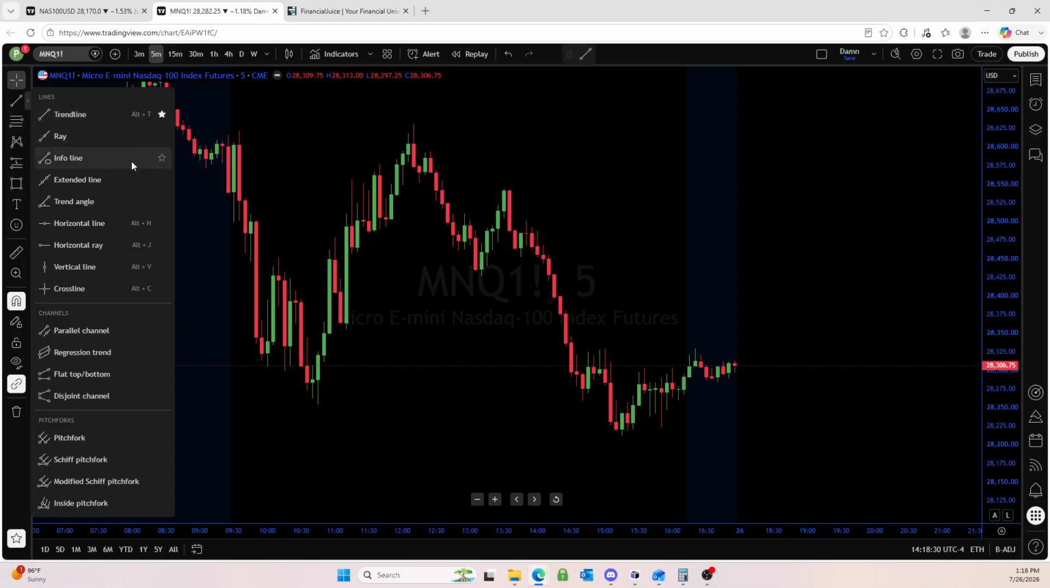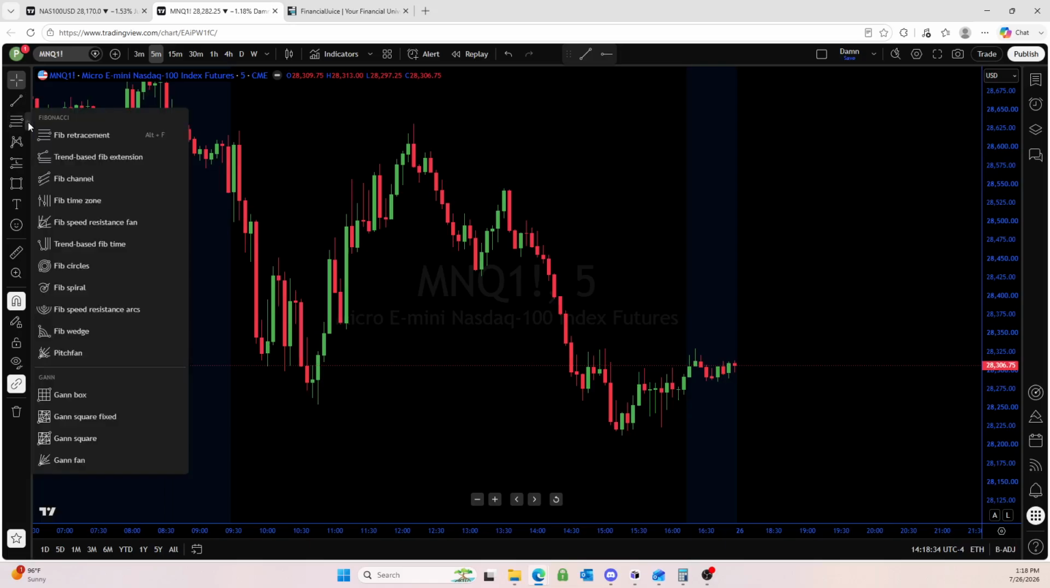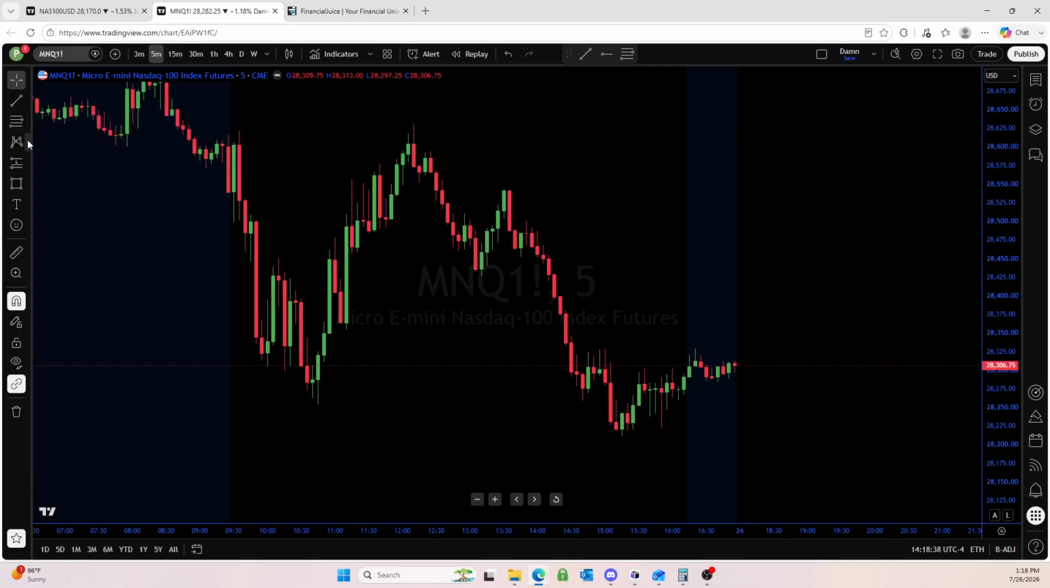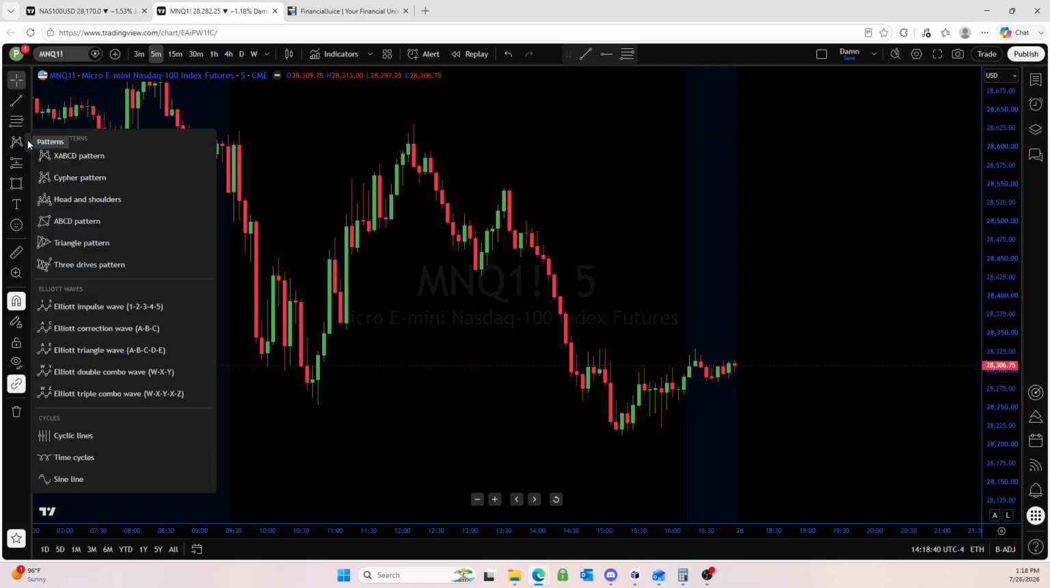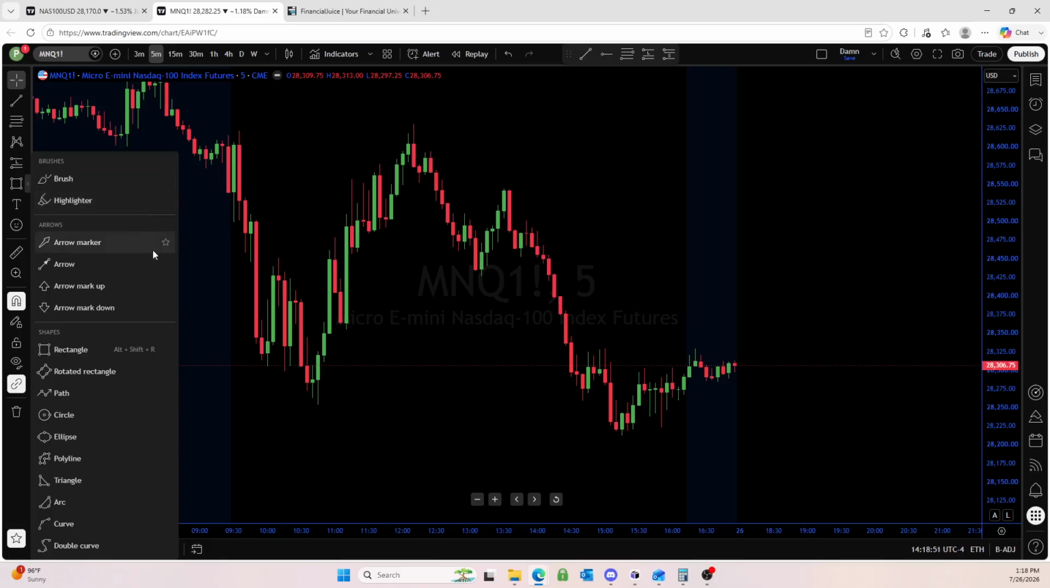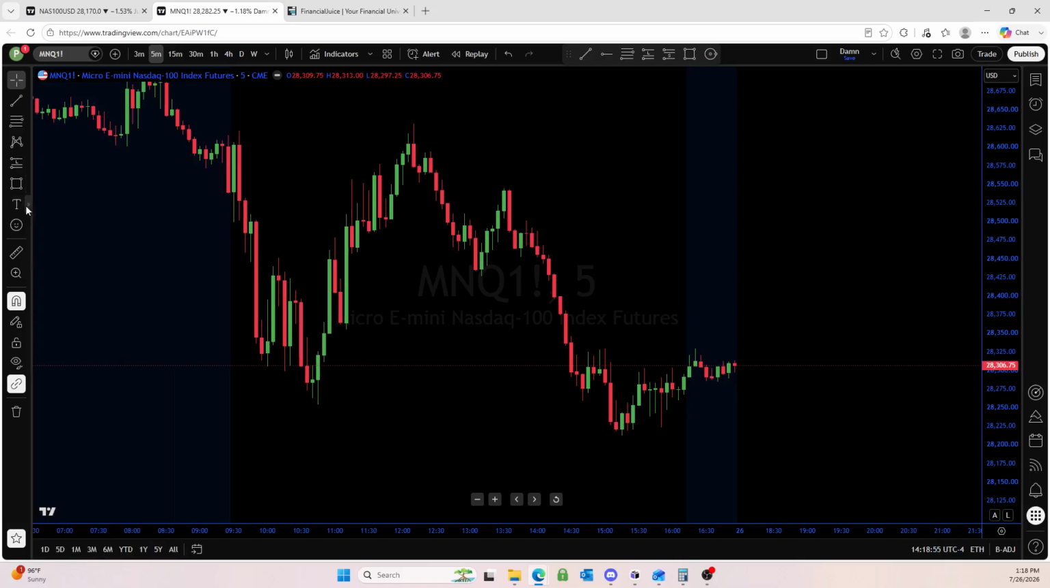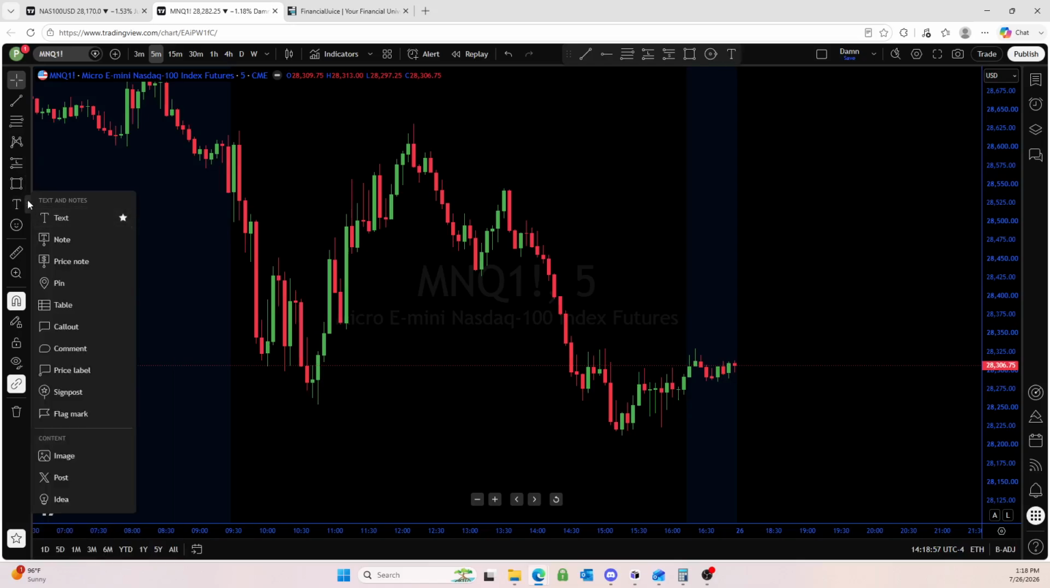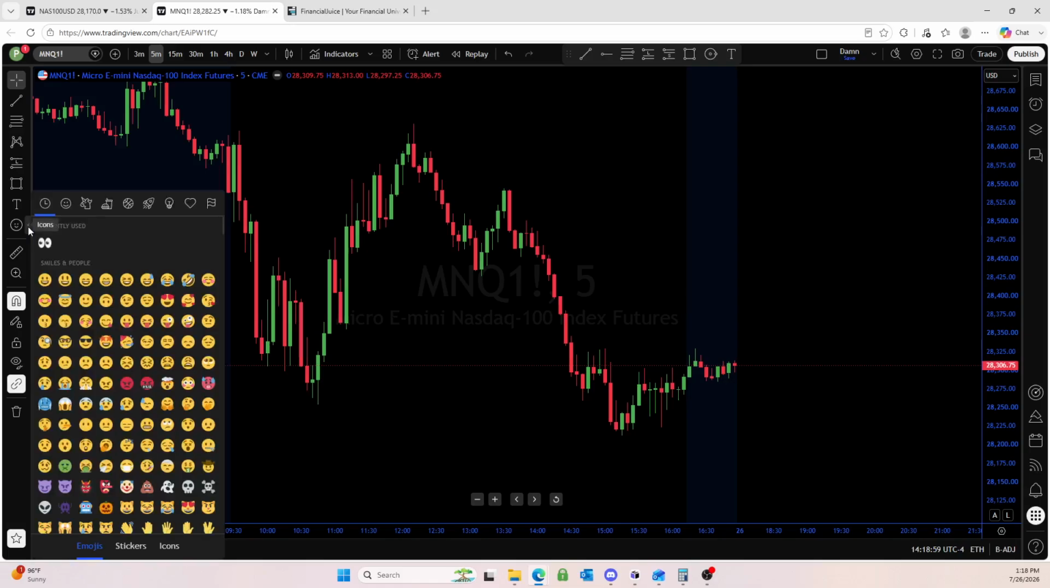So I use the trend line. I use the horizontal ray. I use the Fibonacci retracement. I don't use anything in patterns. I use the long position. I use the short position. I use the rectangle, the circle, and then I use the text. That is literally all I use.